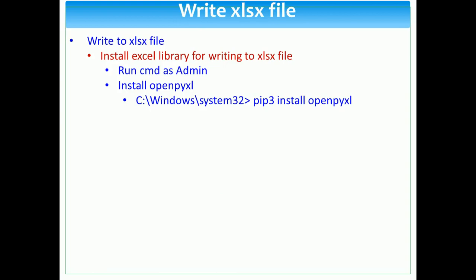Similarly, if you want to write or create an xlsx file, you need to install another library. Go to the command prompt, open it as administrator, and install openpyxl. So pip install openpyxl will install this plugin, which will help you write to an xlsx file. If you do not have this plugin, then you cannot write to an xlsx file.